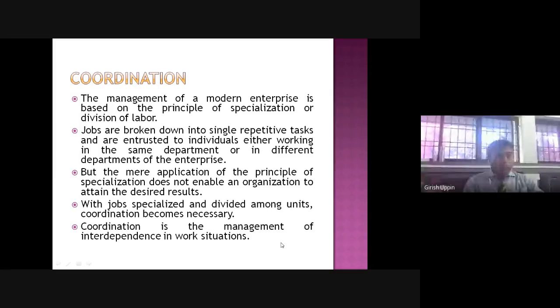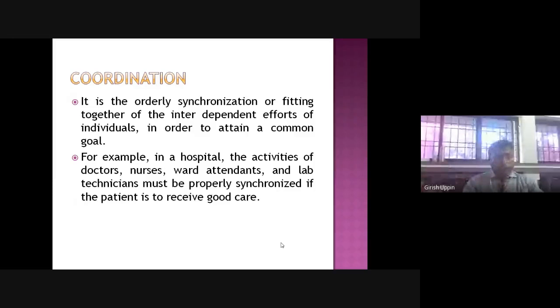Coordination is the management of interdependence in a work situation. This is very important. Coordination means interdependence: one department is dependent on another, and that one on another, for some kind of work to be carried out. I give the example. The electrical department wants to set up the computer lab, so they will require the knowledge of the computer science department as per their requirement. They have to provide the information so that the required software will be given to them or installed for them.